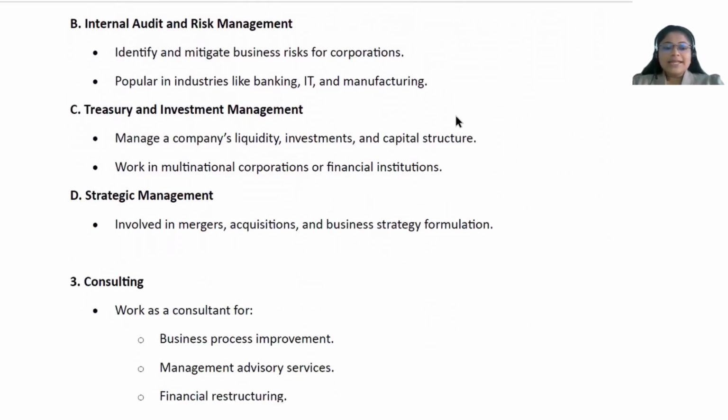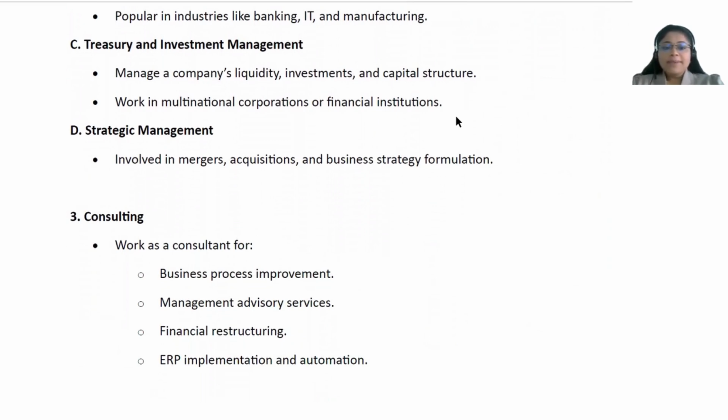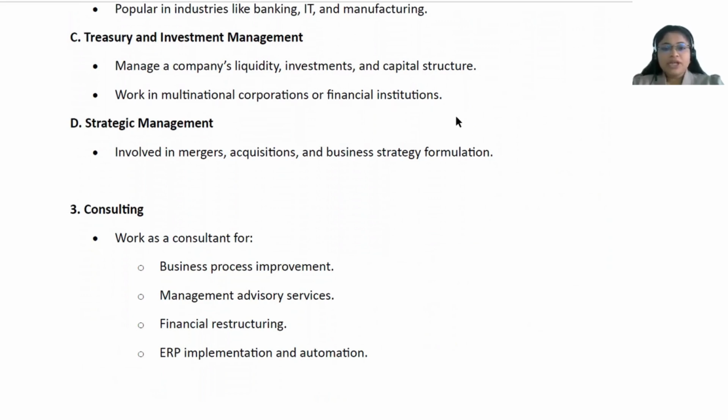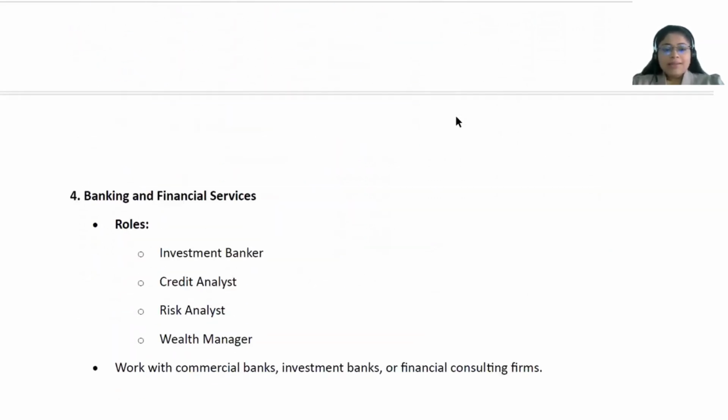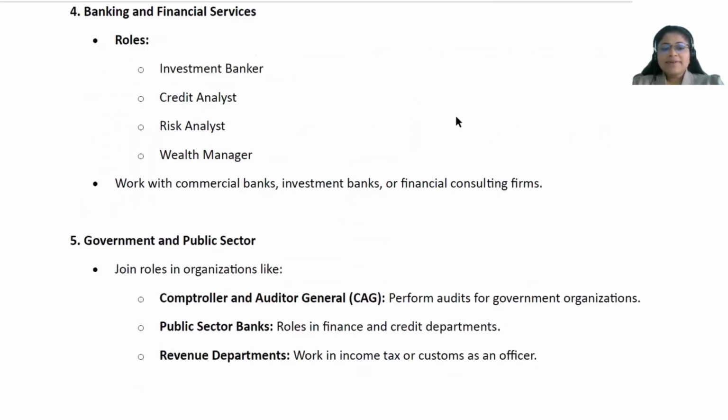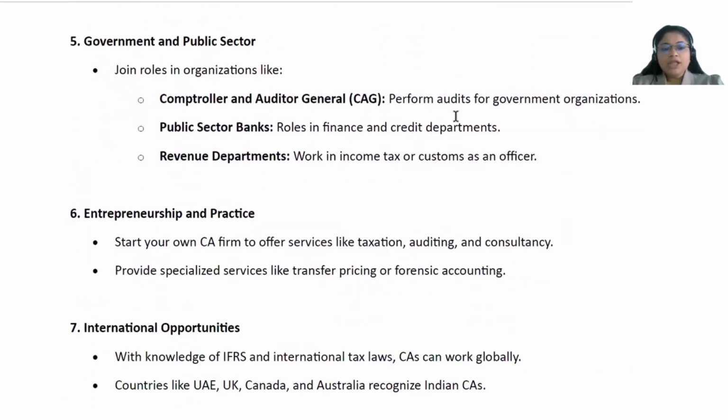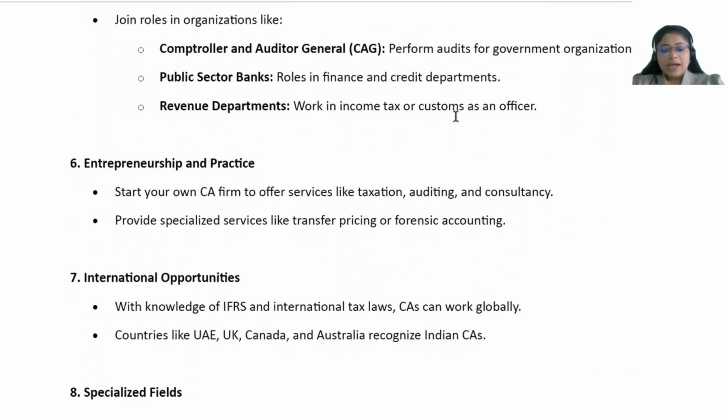There is also consulting. One can work as a consultant for business process improvement, management advisory services, financial restructuring, and the booming ERP implementation and automation. There is always a wide scope in the sector of banking and financial services, as well as government and PSU sectors, entrepreneurship, and also practice. For people who want to go for international opportunities with IFRS and international tax laws, CAs can work globally, in countries like UAE, UK, Canada, Australia, as recognized Indian CAs.